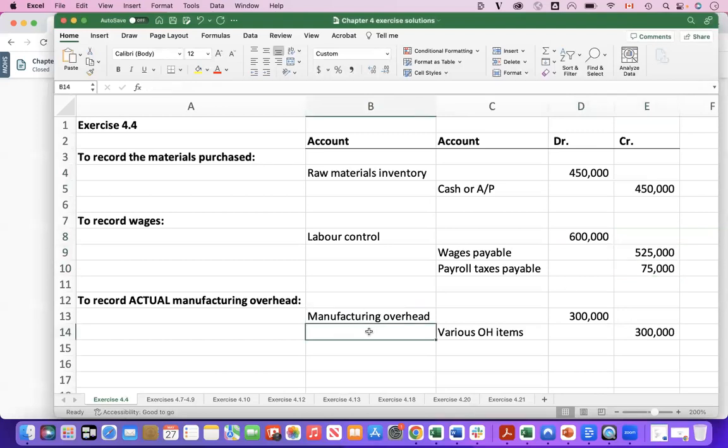And then step 3 there, recording the actual manufacturing overhead incurred. Similar to the labor control aspect, there is a control account for manufacturing overhead. It has a debit and a credit side. The debit side is the actual overhead incurred. The credit side is the applied or estimated overhead, which you'd see in steps 4 through 6, specifically step 6. In this case, we're recording the actual manufacturing overhead. So I'm going to debit manufacturing overhead for $300,000, and then I'm going to credit the various items because it didn't specify there, but it could be accumulated depreciation, indirect labor, indirect material, whatever the case is. But we're going to credit various items for the balance.